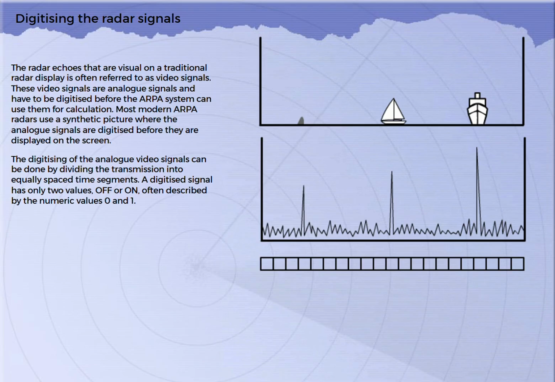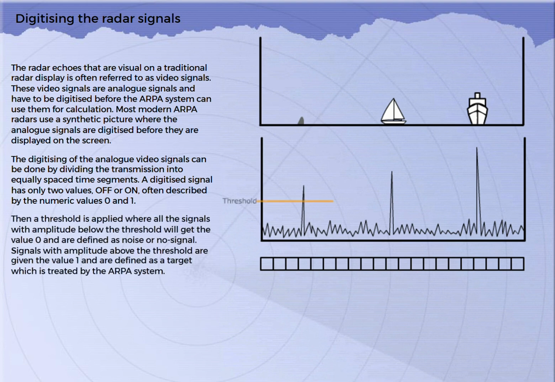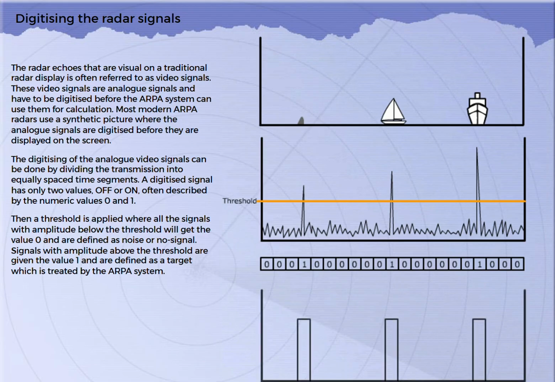A digitized signal has only two values, off or on, often described by the numeric values 0 and 1. Then a threshold is applied where all the signals with amplitude below the threshold will get the value 0 and are defined as noise or no signal. Signals with amplitude above the threshold are given the value 1 and are defined as a target which is treated by the ARPA system.